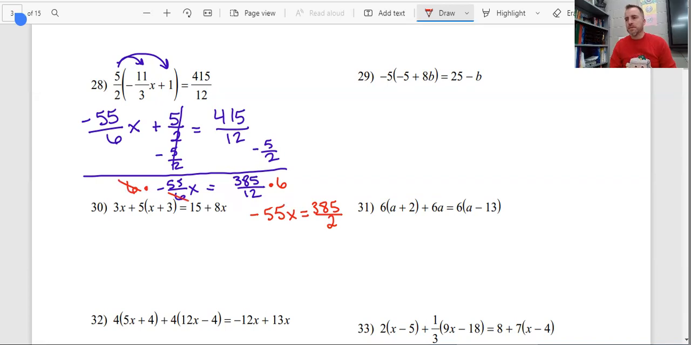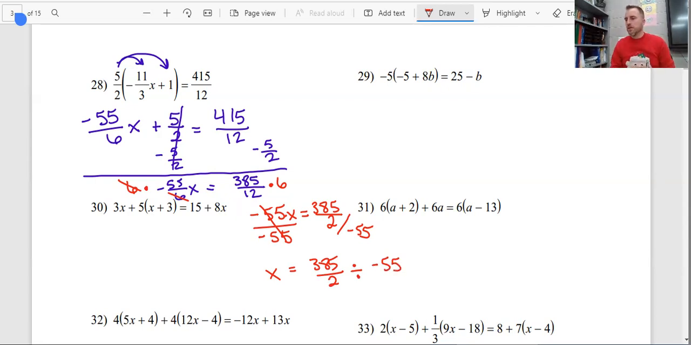And my last step is to divide by -55, not add 55, because there's multiplication going on between the 55 and the x. All right, and then what happens when I do this? Divide by -55 over here. Seems kind of crazy, but let's think about it if we had written it like this: 385/2 divided by -55. You could put that in your calculator and it would tell you how to do that.